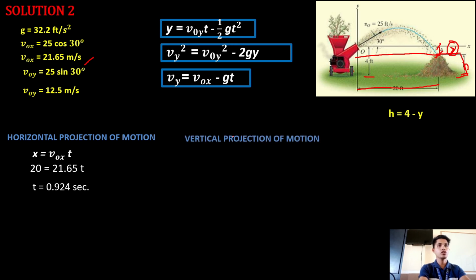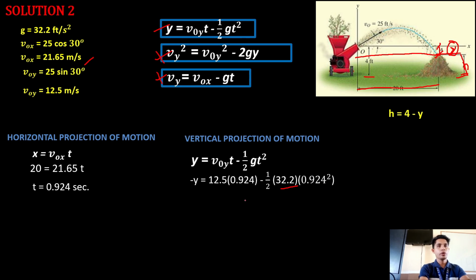Gamit yung vertical projection, pwede natin itong gamitin. Pwede rin ito at saka ito, kaso nga wala tayong velocity at this point, so kailangan pa natin yung kumpitin. Medyo matrabaho pa, so dito tayo sa mas madaling solution. Initial velocity is y. Since yung ating y is pababa, negative y is initial velocity y, 12.5 times time na nakompute natin, plus 1 half g t squared. Negative y is 12.5 times the time na nakompute natin plus 1 half gravitational acceleration times time squared. Makukumpit natin y is 2.196 feet.